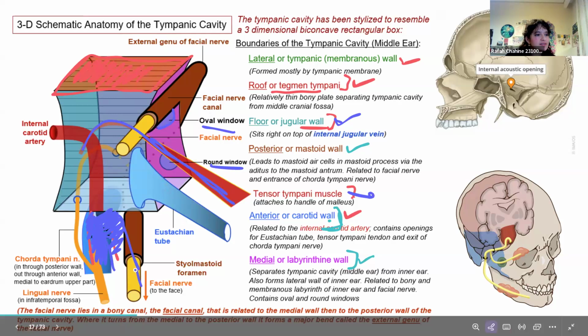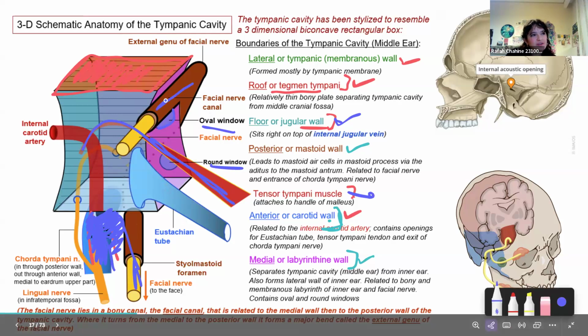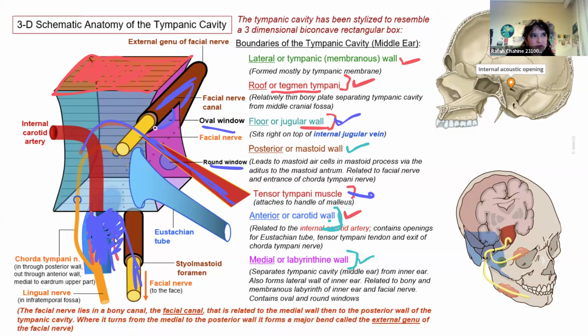Okay, and this is the facial or the cranial nerve, cranial nerve number 7, sorry. Now, we're going to understand how this happens, and how this bend is taking place.